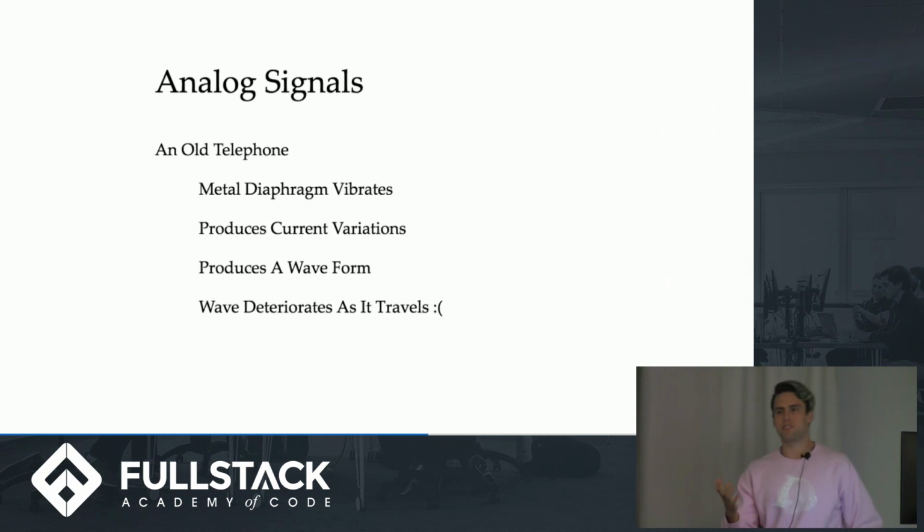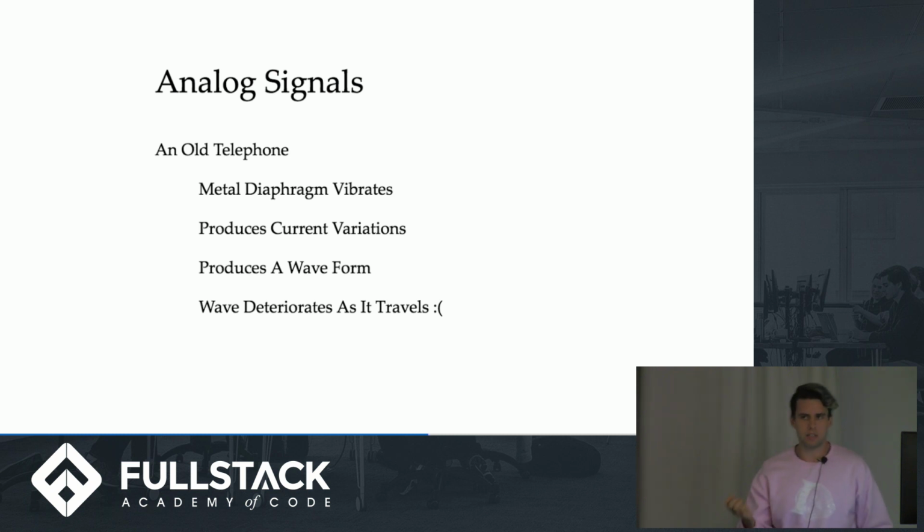So before we get into digital signals, let's talk about analog signals. So how it used to be. Imagine talking into an old telephone. What's actually happening is your voice is vibrating a metal diaphragm inside of the mouthpiece. This produces current variations, which then produce waves, literally electrical current waves along the wire. This produces a waveform. When the person receives it on the other end, their earpiece processes those sound waves and it creates sound.